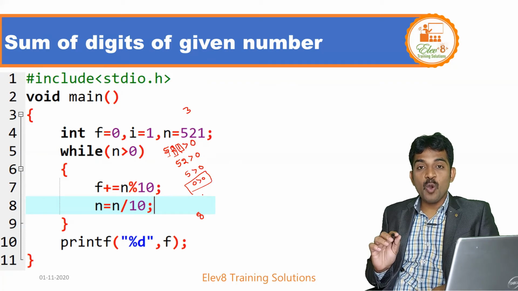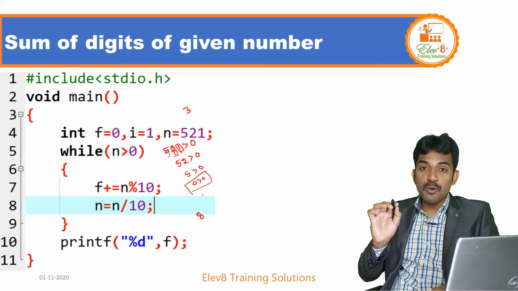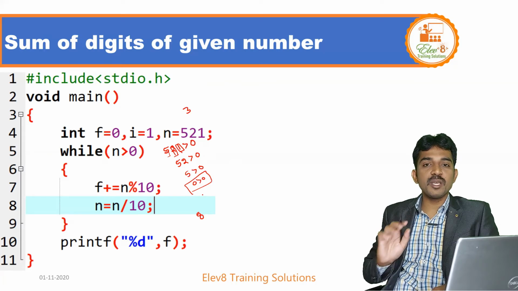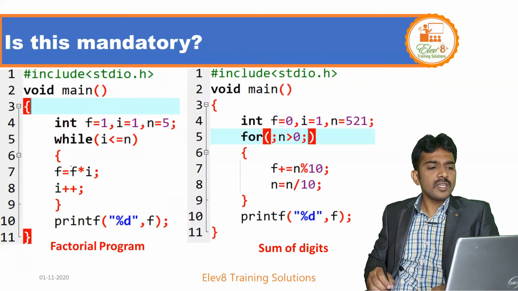When you know how many iterations are going to happen, then simply go for the for loop. If you don't know how many iterations are going to happen, then you go for the while loop. That is the main difference between the for loop and the while loop, right? But I need to know one thing here.